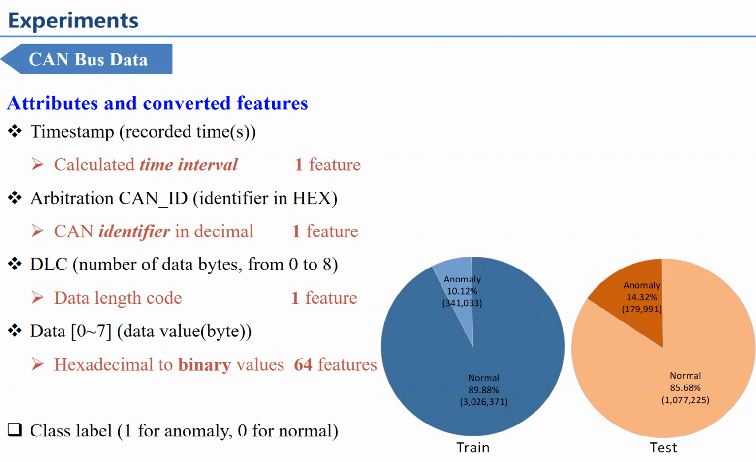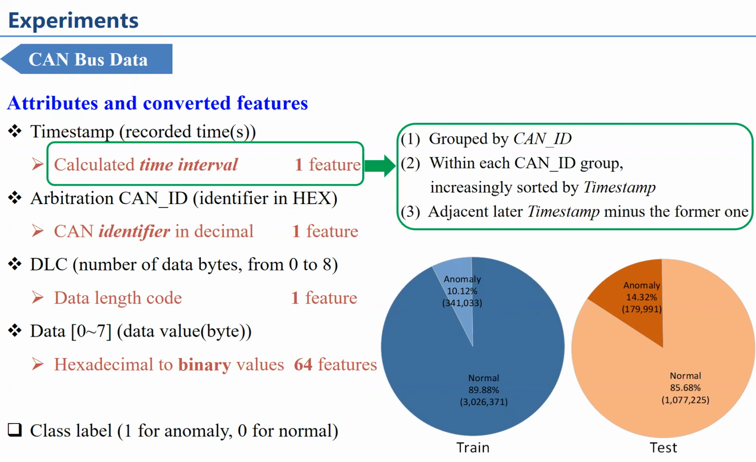The new but very important feature, time interval, was calculated based upon CAN ID and time step. To be specific, the data was first grouped by CAN ID. Then, within each subset of the same CAN ID, these samples were increasingly sorted by time step. The time interval was obtained by calculating the time step value of the adjacent later sample minus the former one.